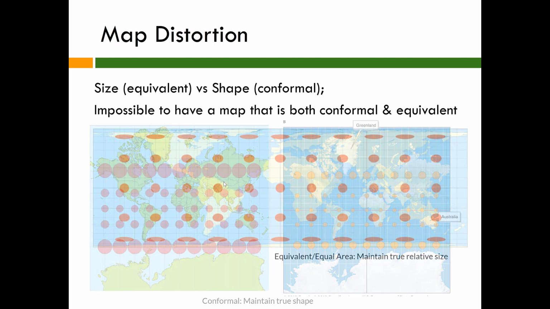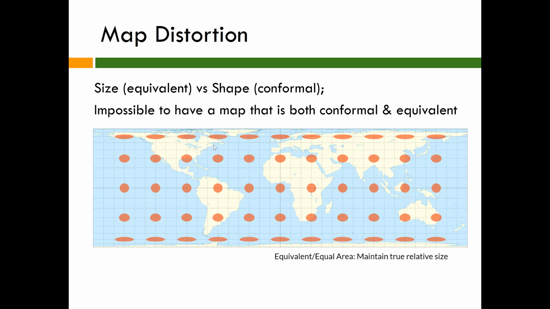How about an equivalent map? You can see circles at the equator. When you go to the two poles, they become oval shaped, right? So in order to keep the size true, you need to sacrifice your shape. You need to distort your shape. So that is the Tissot distortion matrix you see on the equivalent map or equal area map.